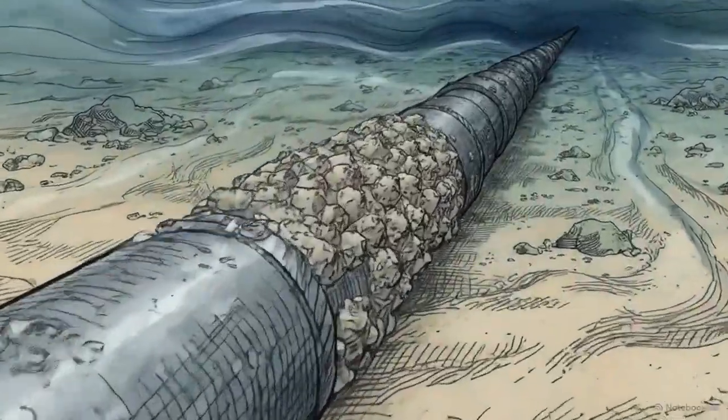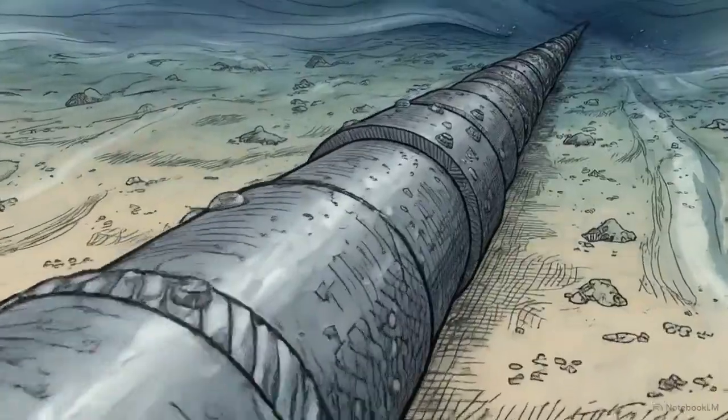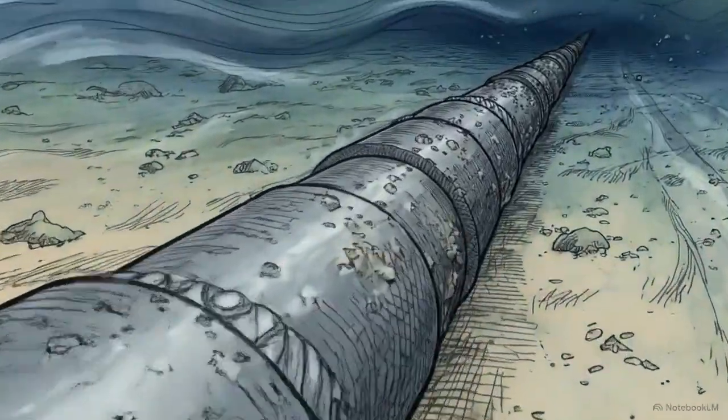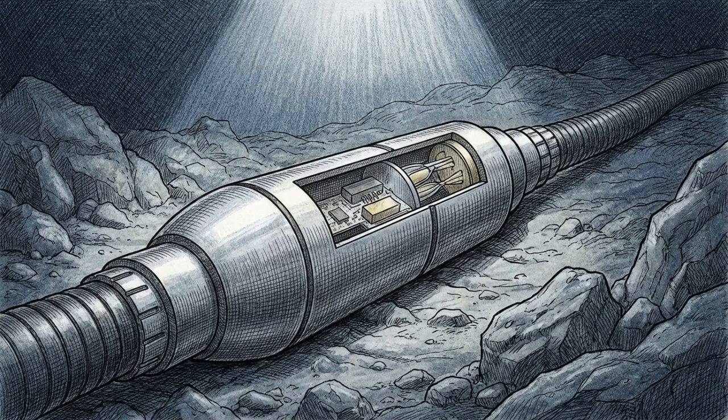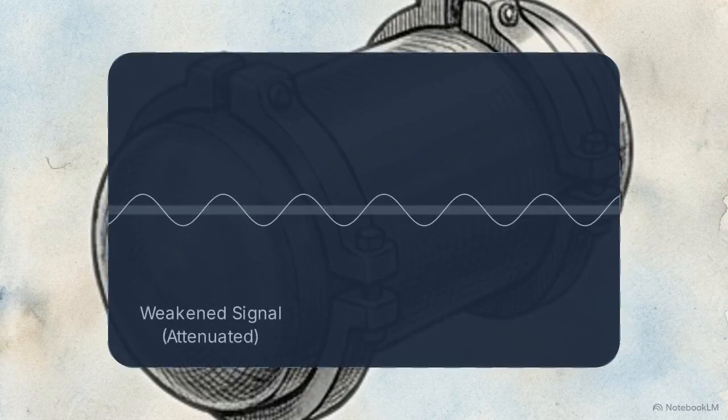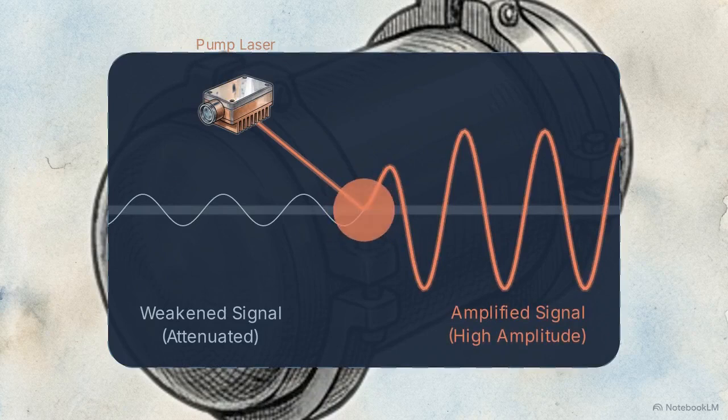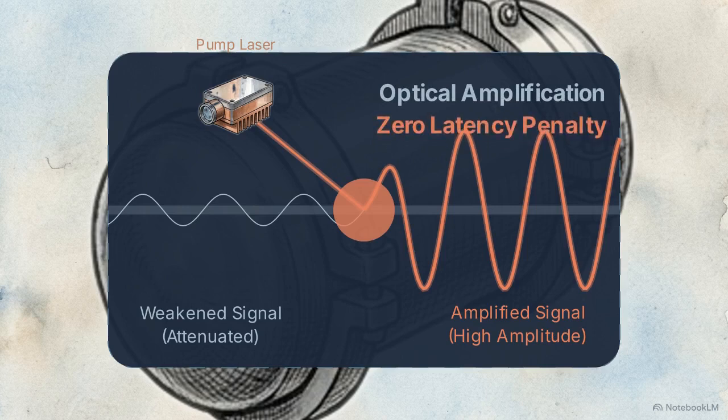Zooming out from the microscopic fiber, we face the macroscopic reality of cables stretching across the ocean floor. To combat signal attenuation, engineers deploy hardware solutions known as optical amplifiers, or repeaters. These are massive, highly pressurized hardware modules spliced directly into the submarine cables at regular intervals, usually every 50 to 100 kilometers. Inside the repeater, a secondary pump laser injects raw energy directly into the weakened optical signal, causing the exiting waveform's amplitude to instantly spike. This optical amplification preserves the original data pattern without the latency penalty of converting light back into electrical signals.